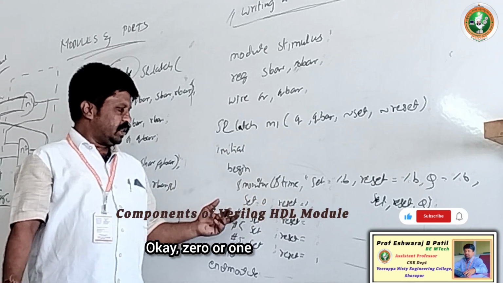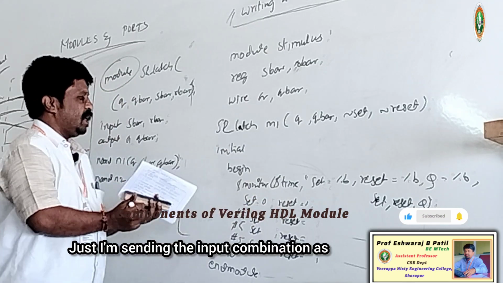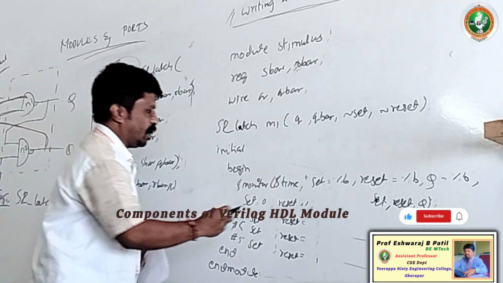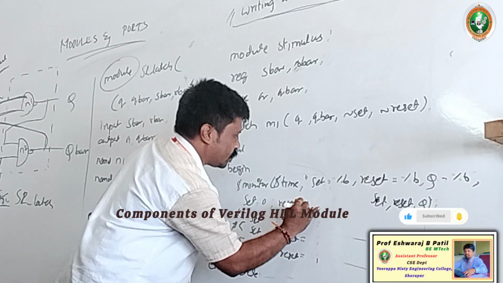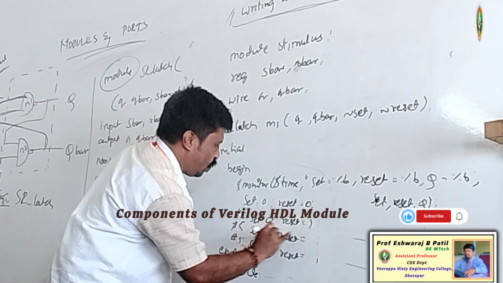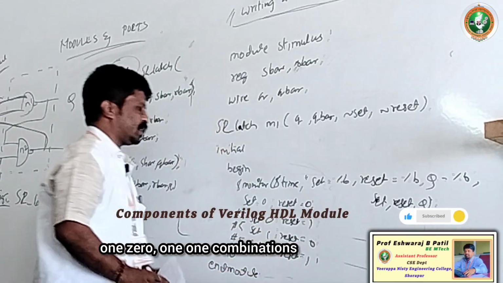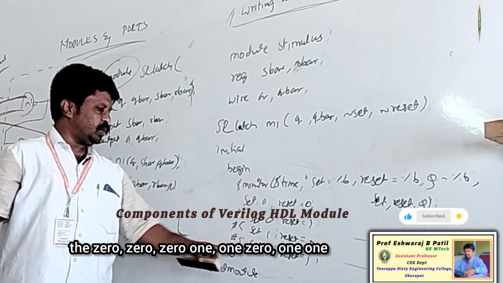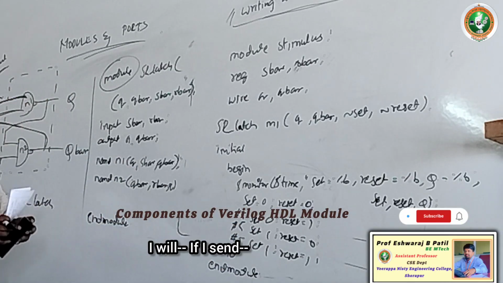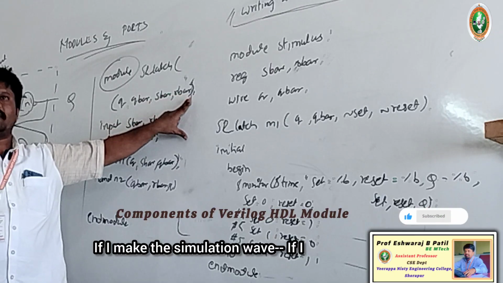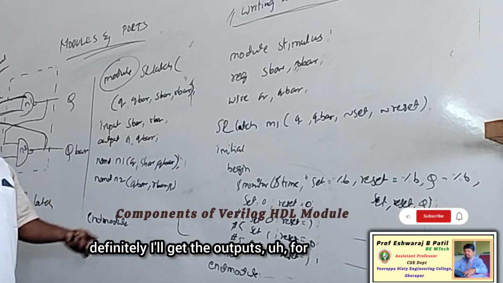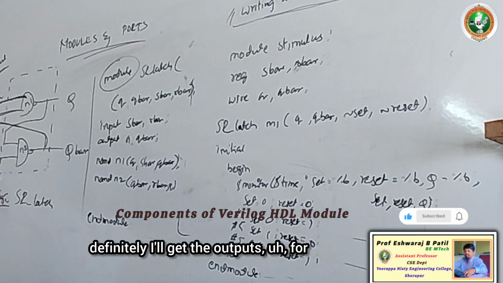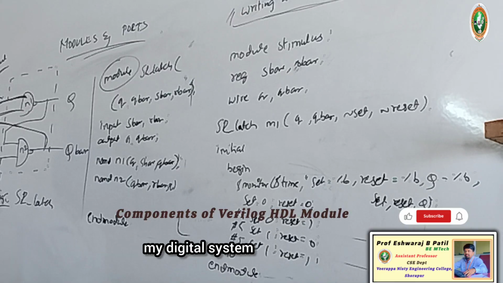Okay, 0 or 1. I am sending the input combinations as 0 0, 0 1, 1 0, 1 1. If I generate the simulation waveform, I will definitely get the outputs for these inputs for my digital system.